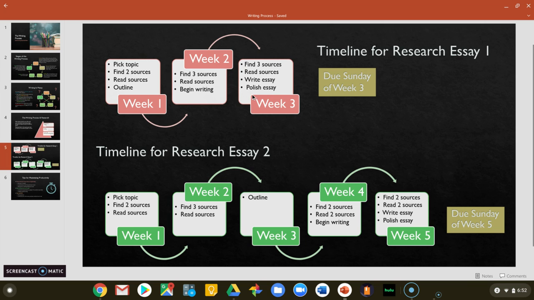For week 3, you're going to put almost all of your effort into finishing the writing process for the first research essay. That means finding your remaining sources, reading them, writing the essay, and then revising it as needed. And for your second research essay, you're just going to do an outline. Use the sources you already have to help you produce the outline, and then think, what else do I need to cover in this paper? Where does my research need to go next?